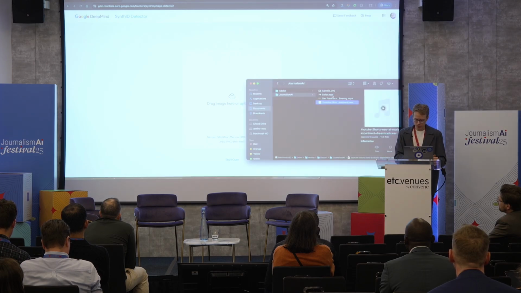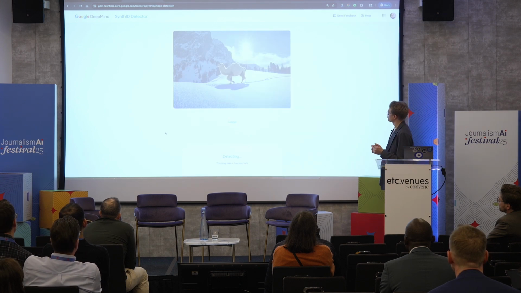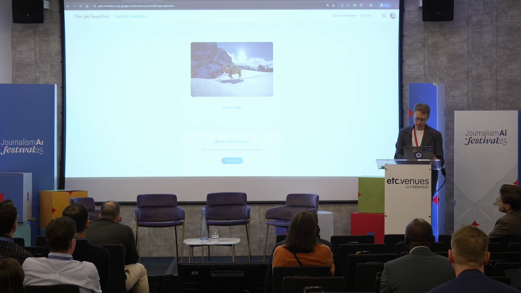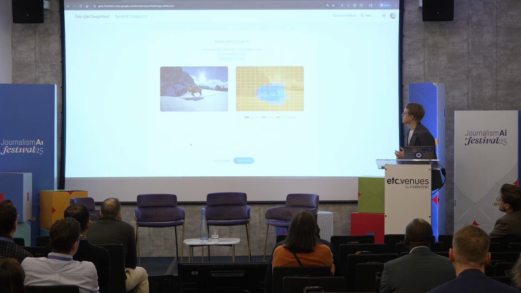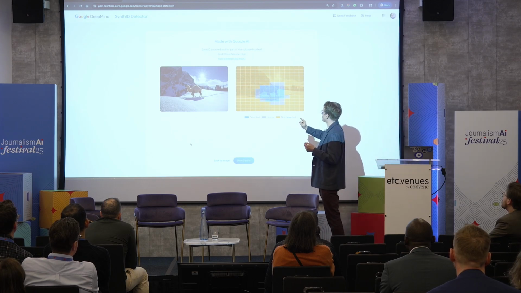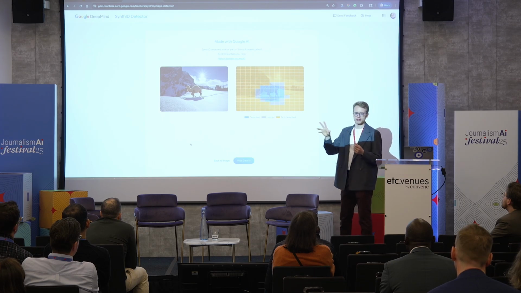So for images, let me upload this one. You simply drag and drop it in. The system now runs through it, and then at the bottom, it will give you a result. So this has now been detected as made with Google AI. And you can click on more details here, where it shows you a heat map, which I think is quite cool. With the heat map, you really see where the system found the watermark.